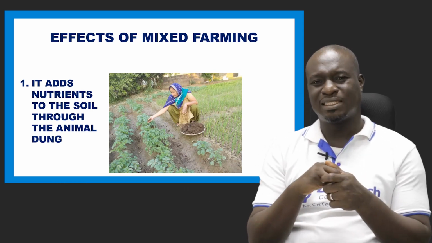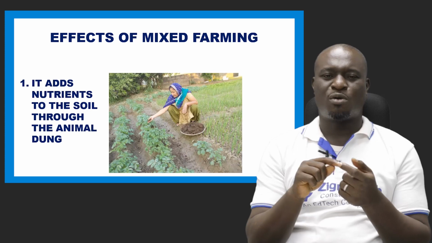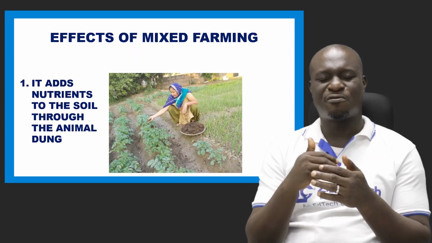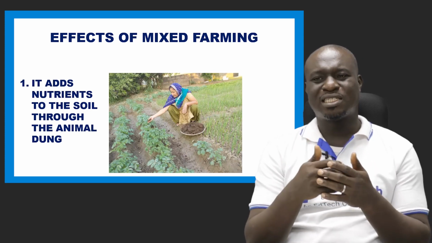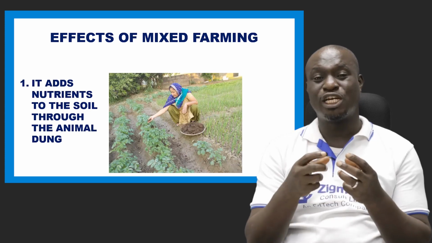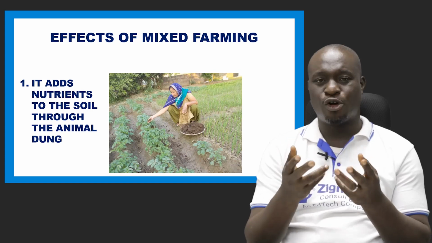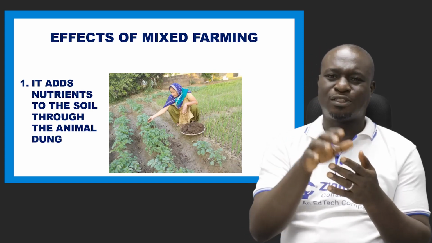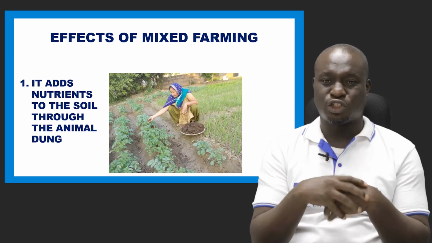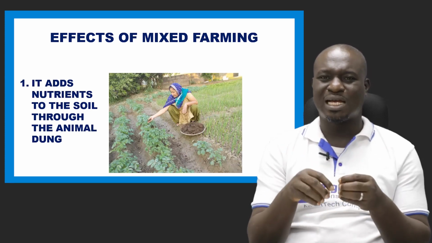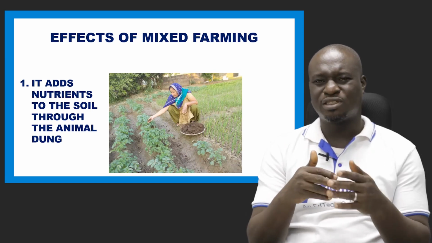Now, one of the effects is that it adds nutrients to the soil through animal dung. When we're talking about animal dung, we're talking about the feces that is passed out from animals. These feces are rich in humus. They are rich in nutrients. And that's what we call manure, compost manure. When applied on the soil, it helps to enrich the soil. Microorganisms act on these things, and that brings about humus and increases the nutrient of the soil.